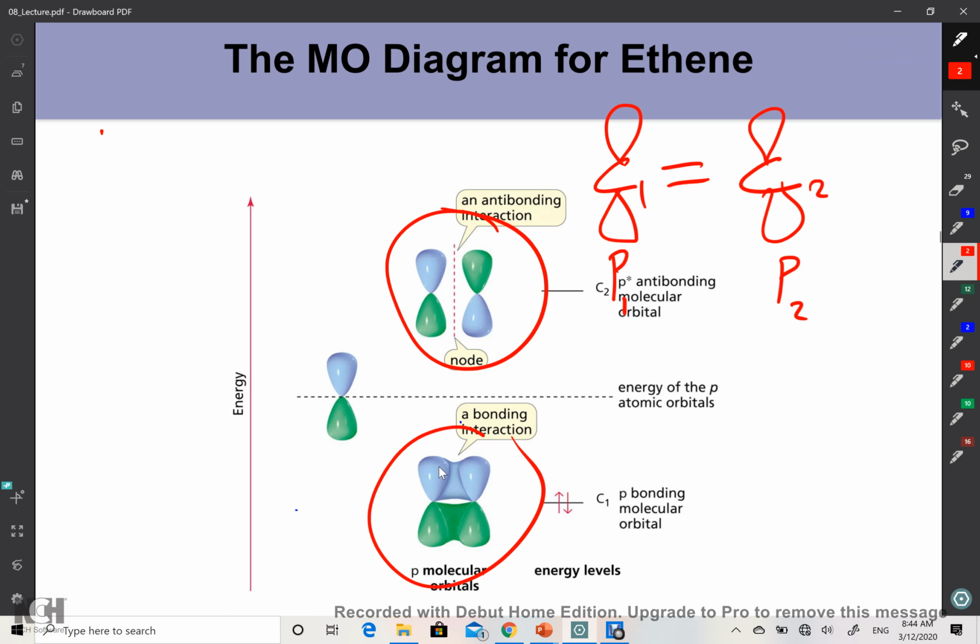So you can see that this is most likely the p orbital from one of the carbons, and this guy here is most likely the p orbital from the other carbon. Does that make sense? So you're able to generate 2 molecular orbitals.